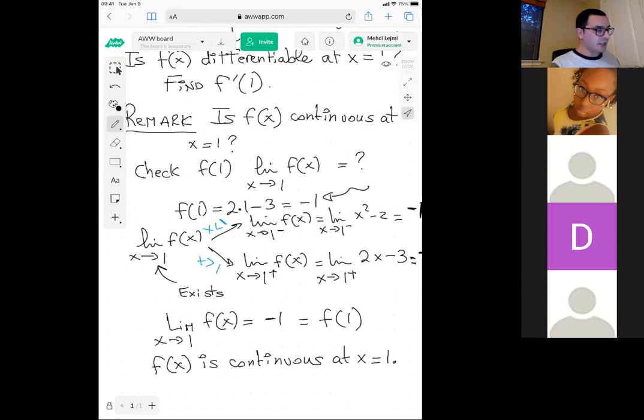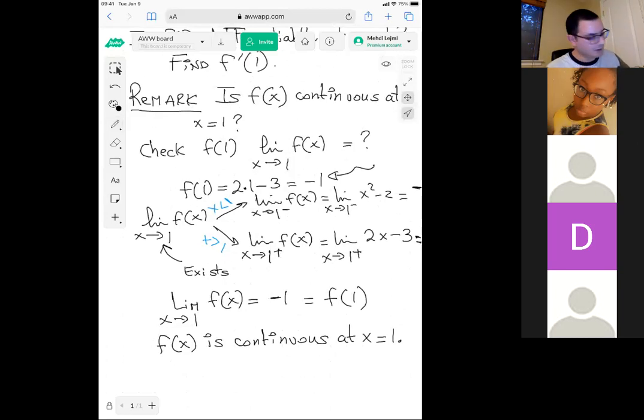Now let's check the differentiability. Let's see if f of x is differentiable at 1. You need to see the difference, guys, between how we check the continuity and how we check the differentiability. They are two different notions. Both are about limits, but still they are different. So this is for the continuity. Now let's check the differentiability.